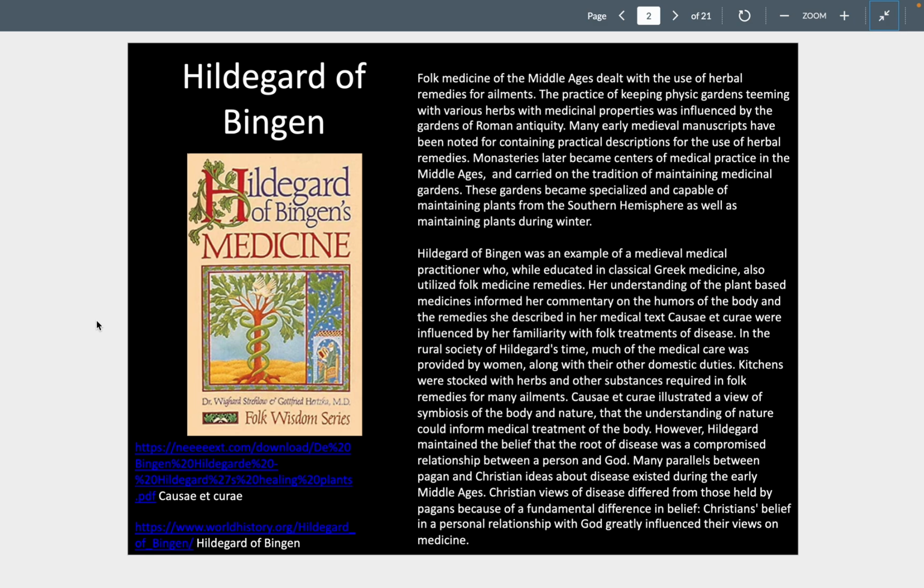So we're looking in her book at a view of the symbiosis of the body and nature, and understanding that nature could inform medical treatment of the body. However, Hildegard maintained the belief that the root of disease was a compromised relationship between the person and God. And that is not an unusual perspective.